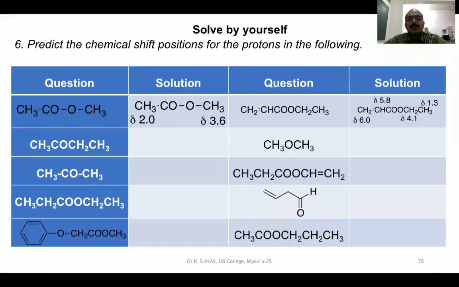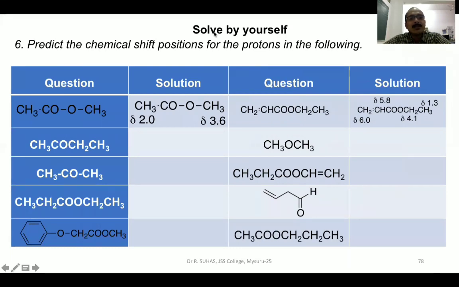This is the next set of problems you try to solve by yourself. If at all you have any doubt, just let me know in the discussion forum. We can solve this at a later stage. As an instance, I have solved only one problem on this side and another problem on this side. Let us see what this question is.